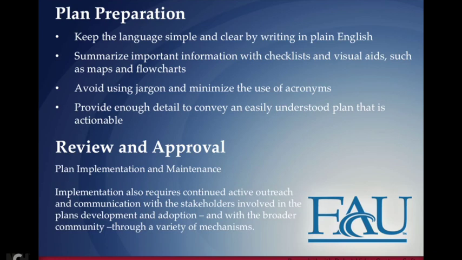Summarize important information with checklists, visual aids such as maps and flowcharts. We've seen a lot of that in these documents from NIST and the Jim Schwab reading, so use that as an example. Avoid use of jargon, I mentioned that already, and minimize use of acronyms. Provide enough detail to convey an easily understood plan that is actionable. Under review and approval, and there's the plan implementation and maintenance, and the NIST report really does a good job of detailing what all that means.